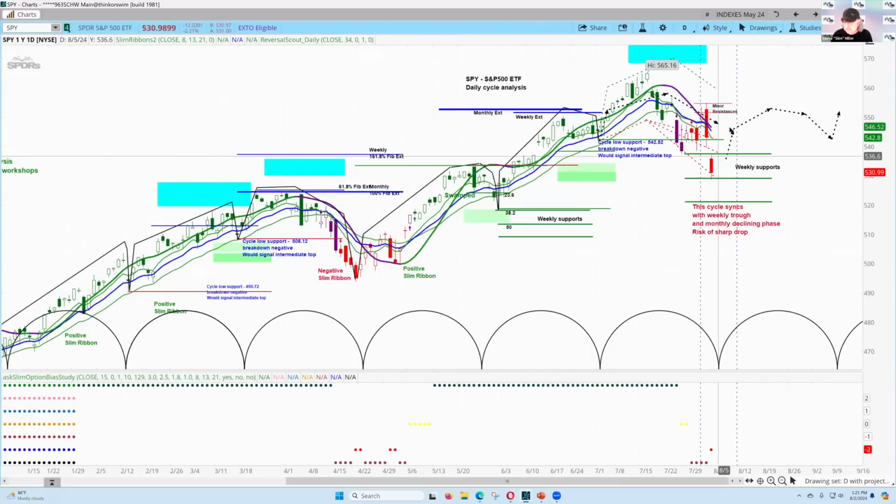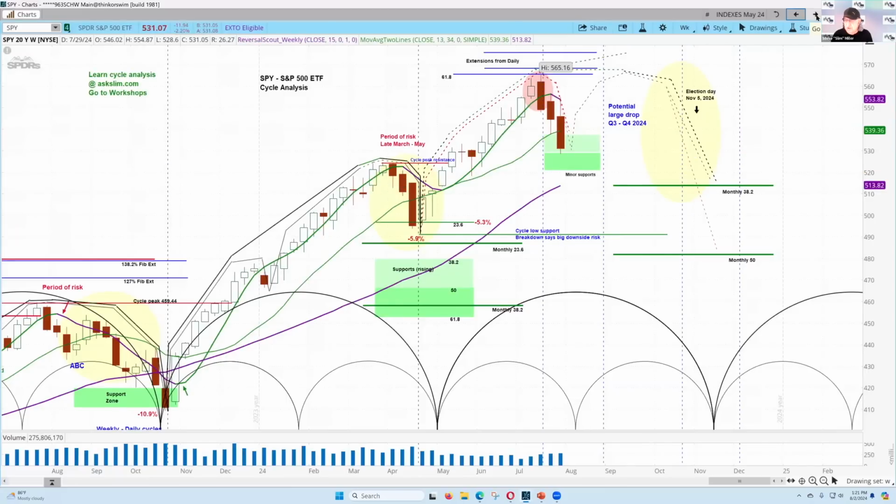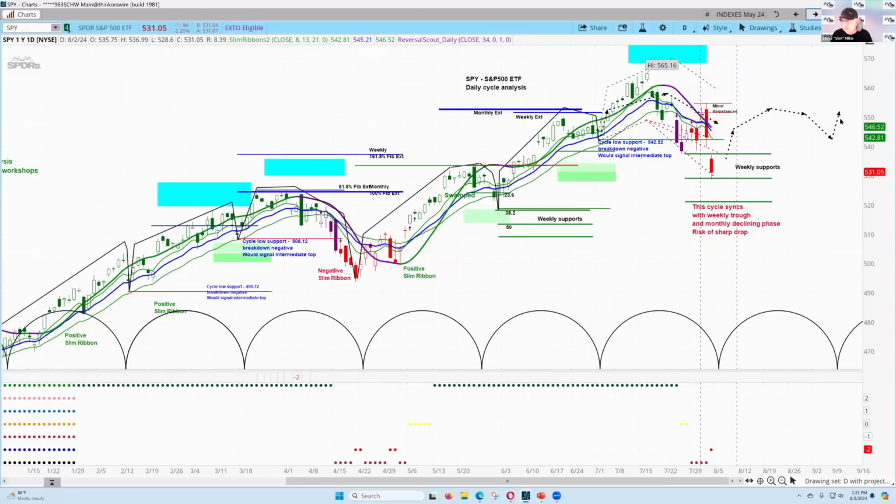And if it sets up in a positive way right over here, like I have it drawn, and that's the expectation, that will then confirm that low right over there. And we'll be looking for it to continue waffling around over here until we get into that September, mid-late September period, where I think the risks really increase again.